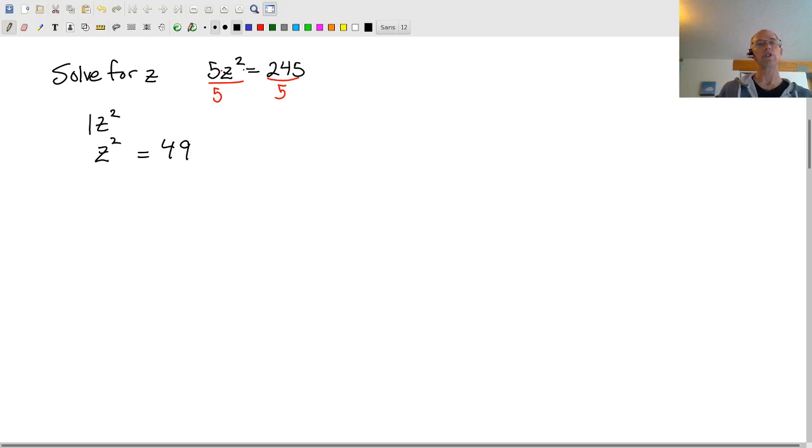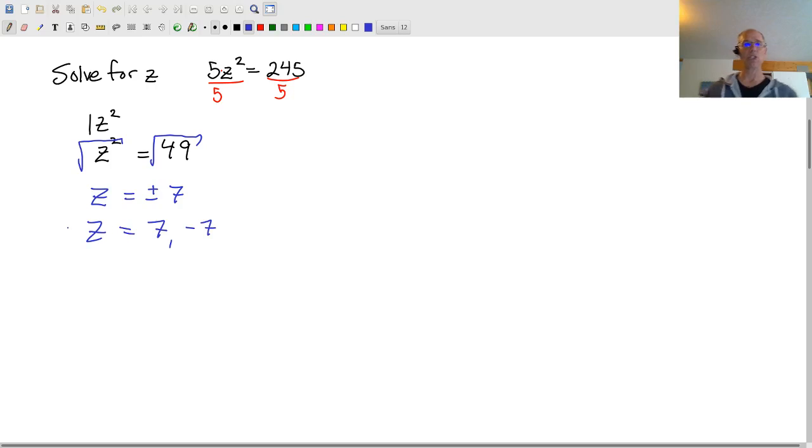To get rid of the square, we'll apply the opposite operation, which is square root. When you take the square root of a square of the variable, when you square something, you lose track of whether it was positive or negative, so we have to adjust the other side here by putting in a plus or minus. So anytime you have a square root on the outside and a square on the inside, you need a plus or minus. Square root of 49 is 7. So either z equals 7 or z equals negative 7.